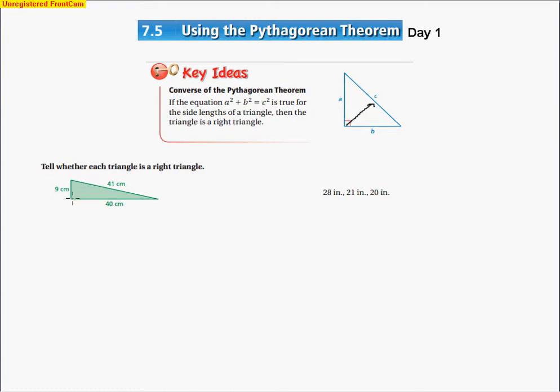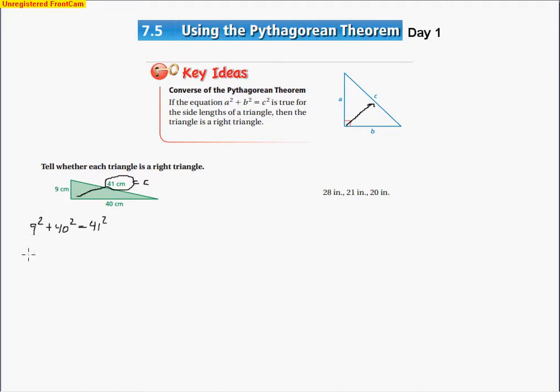So there's no right angle symbol on these triangles because we're trying to see if they're right or not. We don't know until we check. And so we're going to take this side right here as the longest side, and this is our c term. So we're going to say 9 squared plus 40 squared equals 41 squared. And so we go ahead and do the work there.